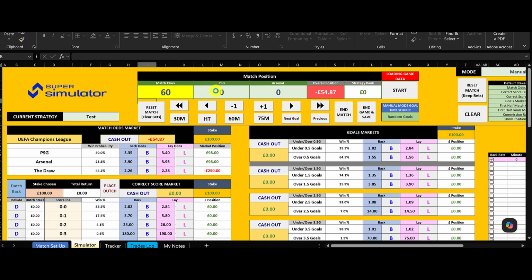But anyway, let's try and load up another one. So let's go again here. Take a look at this. And let's see. Next goal.